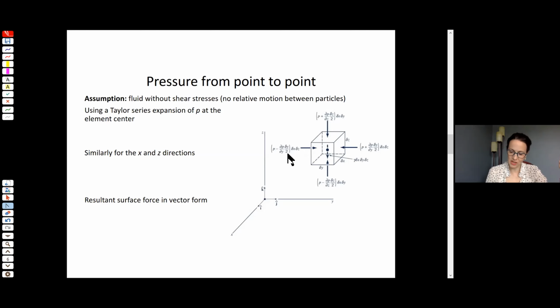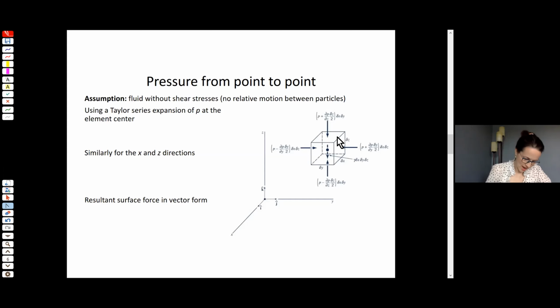Okay. Same thing on the other face. Pressure is P here at the center. If we move to the right by dy over 2, then the pressure has a little bit added. It's P plus dp/dy times dy over 2. Same in the z direction. And again, we're not showing the x direction forces just for clarity so that the picture is not too cluttered.